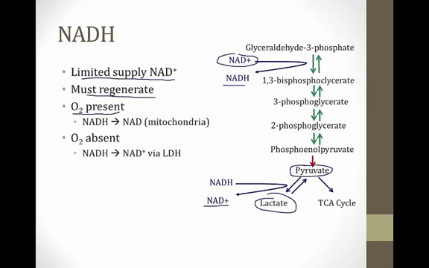Now, if oxygen is present, this is no problem. The NADH can go to the mitochondria and engage in oxidative phosphorylation. That will generate lots of ATP and it will regenerate the NAD. However, if O2 is not present, then the TCA cycle and oxidative phosphorylation are not available. In this case, the conversion of pyruvate to lactate is very important for regenerating the NAD molecules that the cell needs in order to keep conducting glycolysis.